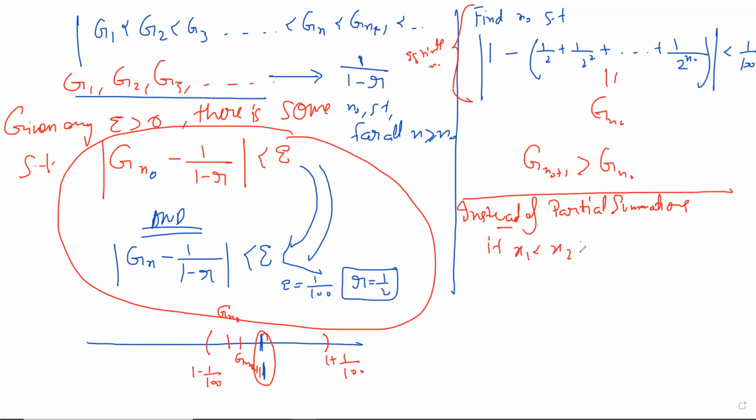Instead of partial summations, if x1 less than x2 less than x3 dot dot dot is any infinite sequence which is monotonic, so I've just written it like this. This is what is called monotonic. Now monotonic can also mean non-decreasing, okay, but this is what is called monotonic, and it is bounded. Now bounded, you guys know, I have defined it. Bounded means that all the terms are less than something.